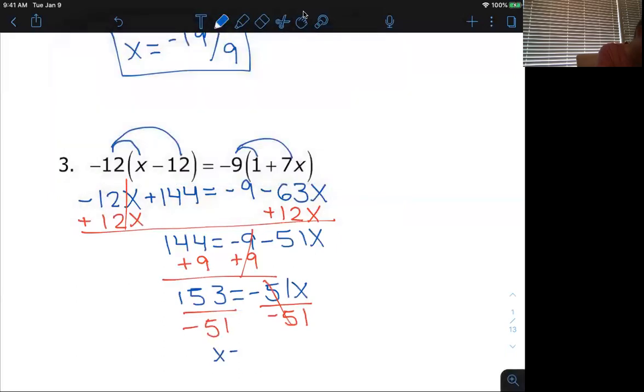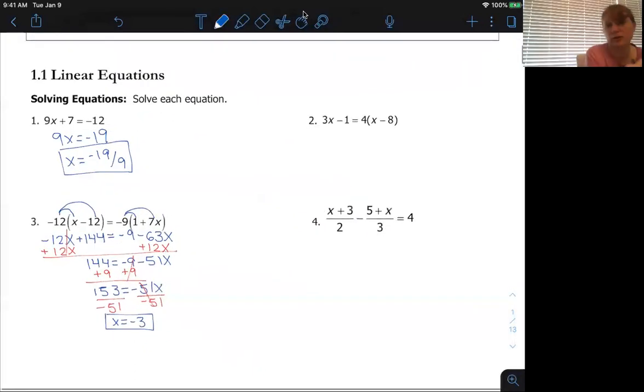And you can always plug it back in and check it if you are unsure. Okay, I'm going to do one more, and this is kind of the harder one. So 1 and 3 you've been doing since Algebra 1. So let's take a look at number 4.